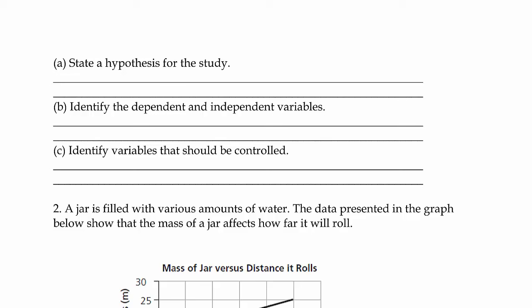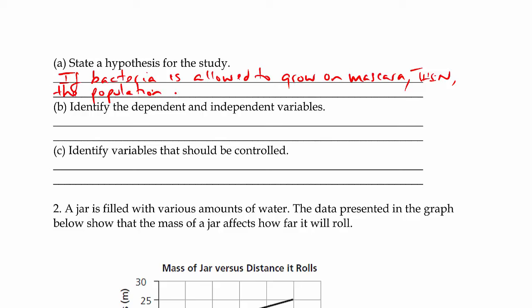So back to the hypothesis. I think the first word should be an if. Right. If bacteria is allowed to grow on mascara, what do you think the next word is? You're right. Big then. Then the population of bacteria, we'll just say the population will increase over time, and that is exactly what you see as we go from day 1 to day 2, 3, 4, 5. You actually see that line increasing in slope and number of bacteria.